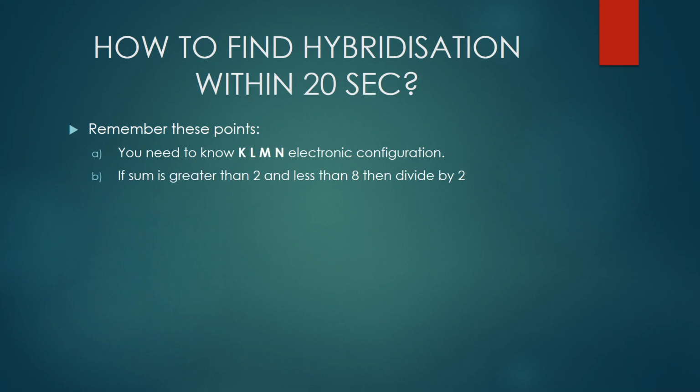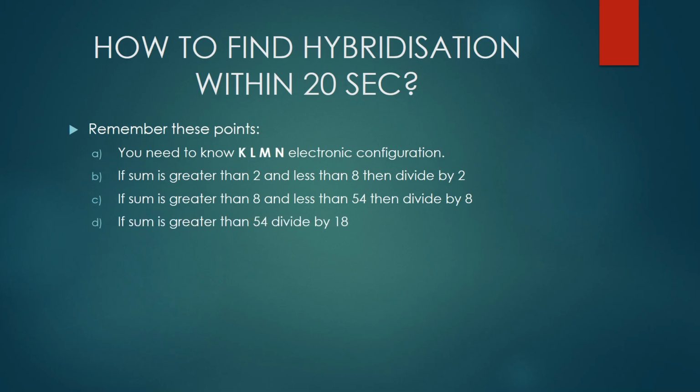Then if the sum is greater than 2 and less than 8 or equal to 8, then divide it by 2. If the sum is greater than 8 and less than 54 or equal to 54, then divide it by 8. If the sum is greater than 54, divide it by 18.